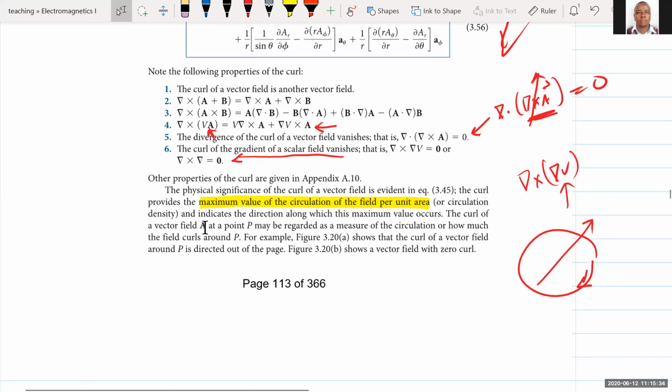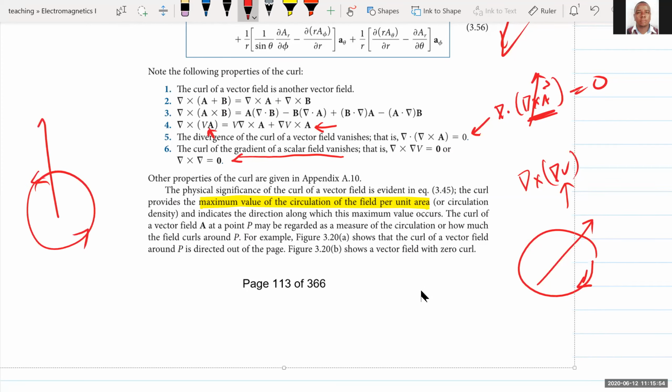The curl of vector A at point P may be regarded as the measure of the circulation, or how much the field curls around point P. So again, from what we have said already, we have shown that a vector that is rotating always gives us a curl that is pointed normal to the surface of rotation. And it just describes the magnitude, how much this rotation is happening here.